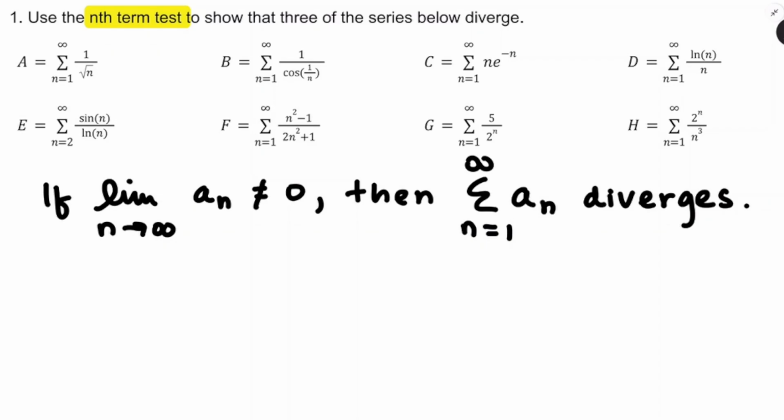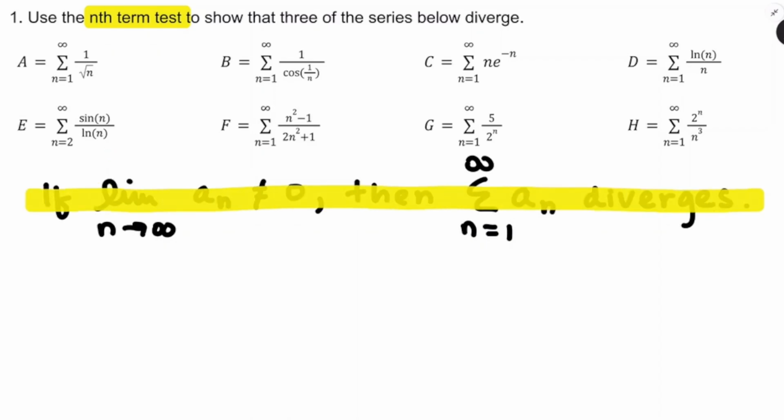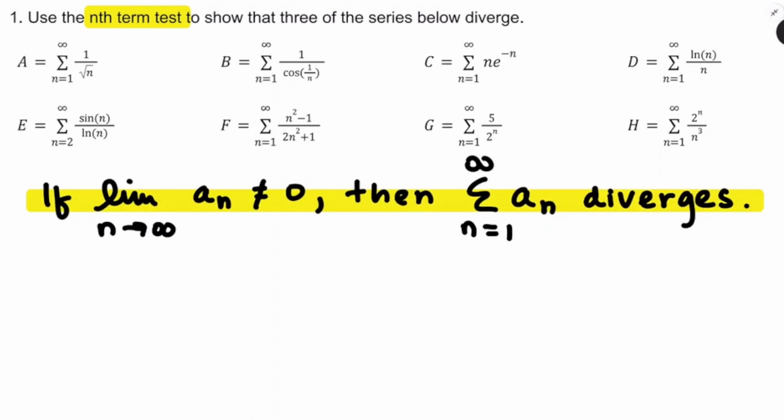I'm going to keep that visible, because that's the basis of what we're doing here. So I'm looking for terms that don't approach zero as n approaches infinity. Like A: as n approaches infinity, the denominator grows, the numerator stays constant. Those terms are going to zero. I can't say that one diverges, even though I'll be able to tell you it diverges sometime soon in the future, because of the nth term test. B, what happens as n approaches infinity? Cosine of 1 over n. This is going to be one of them.